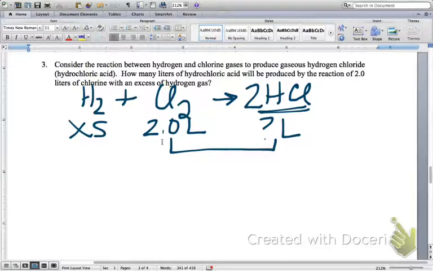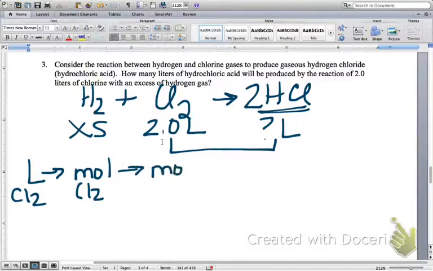Okay, so we need to go from liters of one substance to liters of another substance. All right, so you guys, we could do this problem the long way. The long way would be to convert liters of chlorine into moles, and then moles of chlorine into moles of HCl, and then moles of HCl into liters of HCl. In other words, this could be a 3-step problem, just like mass-to-mass stoichiometry.